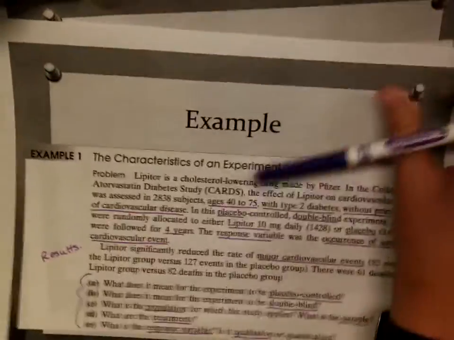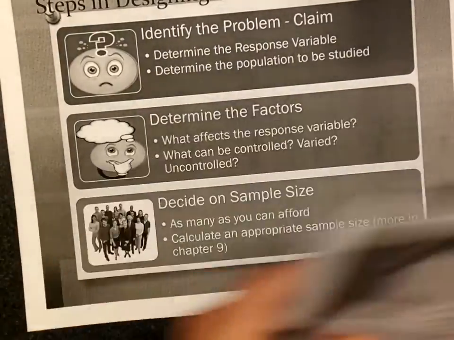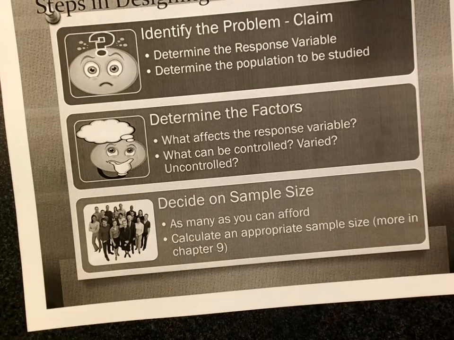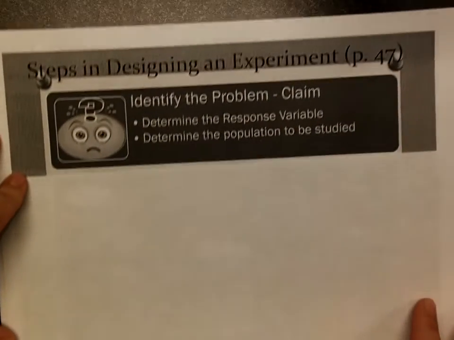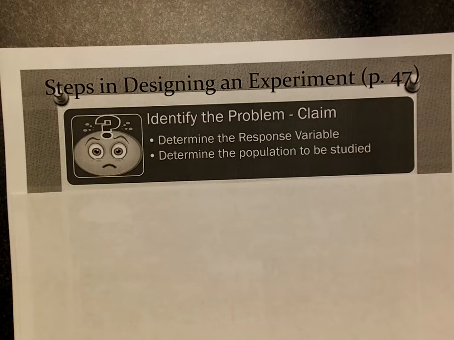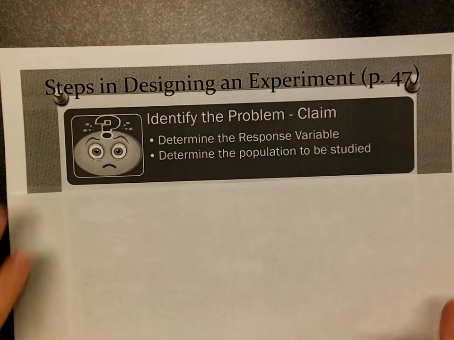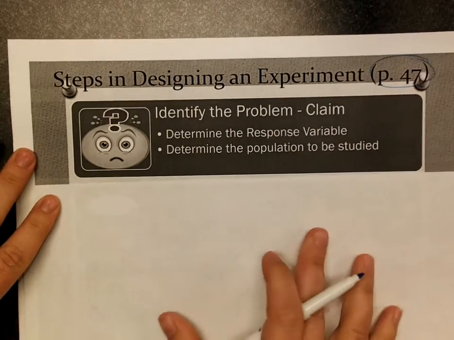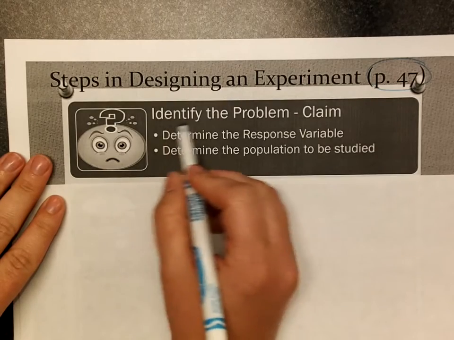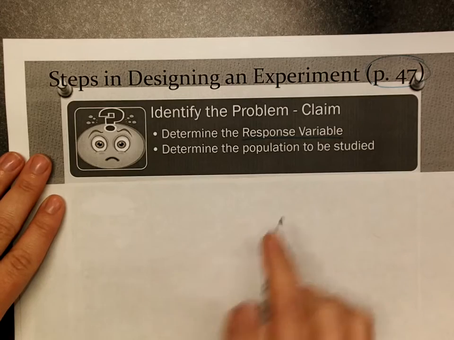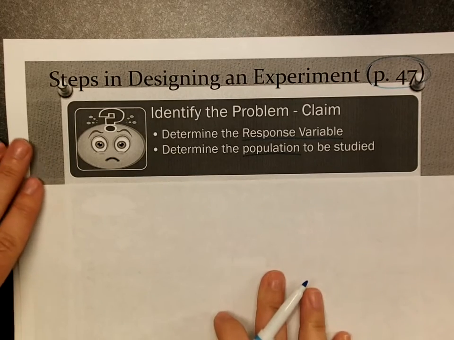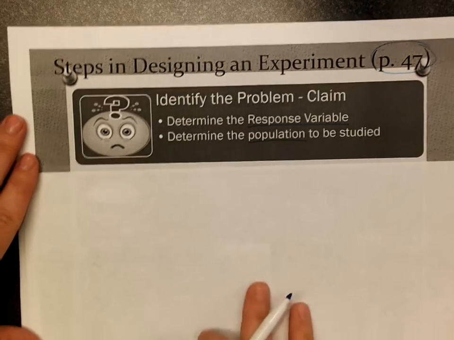All right, just about there. The last thing I want to go over is the overall process and how to design an experiment. So the steps in designing an experiment. This is on page 47 of your textbook. I think this pulls everything together and helps you see how this all fits. So our first step: identify the problem or the claim, determine the response variable, which you're going to be measuring, and the population you're going to be studying. So just get your basics down.